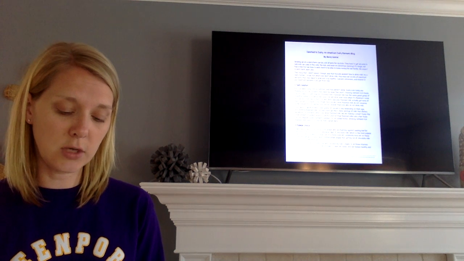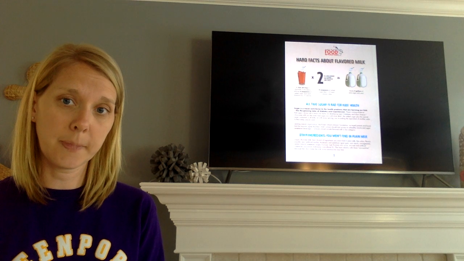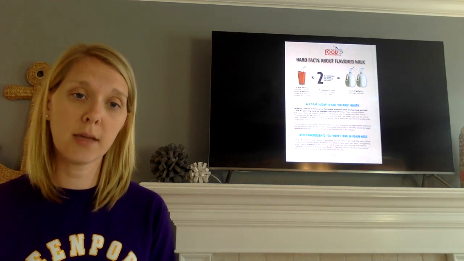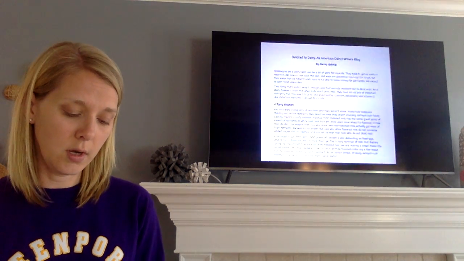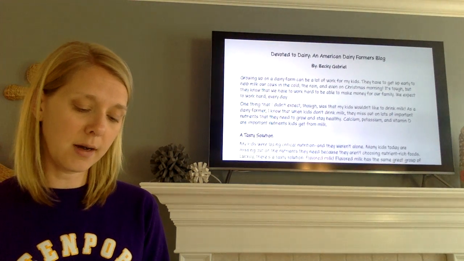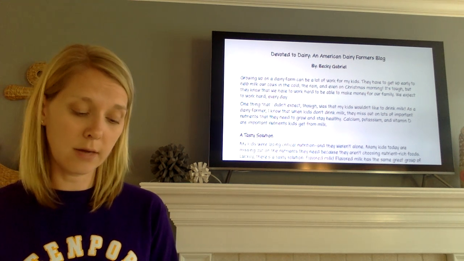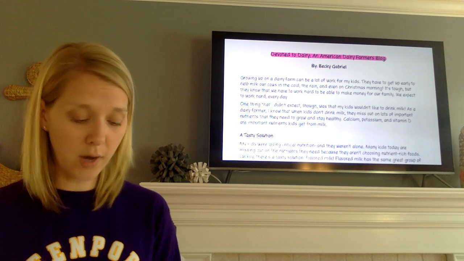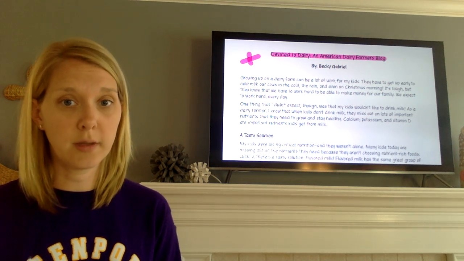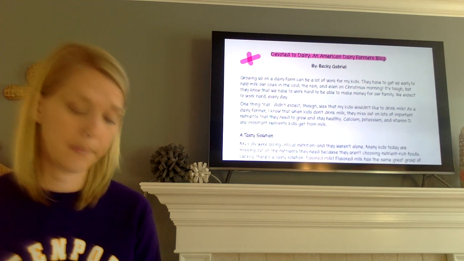So now I'm going to read you a little bit of an article. We have two, this one and this one, about chocolate milk. I'm going to try and compare the author's perspective of both. Devoted to Dairy, an American dairy farmer's blog. With that title right there, I already think that they're probably for chocolate milk. That's a plus sign. But I'm going to read and make sure.